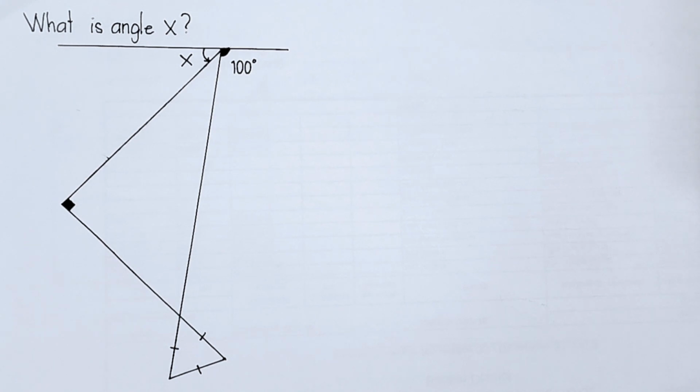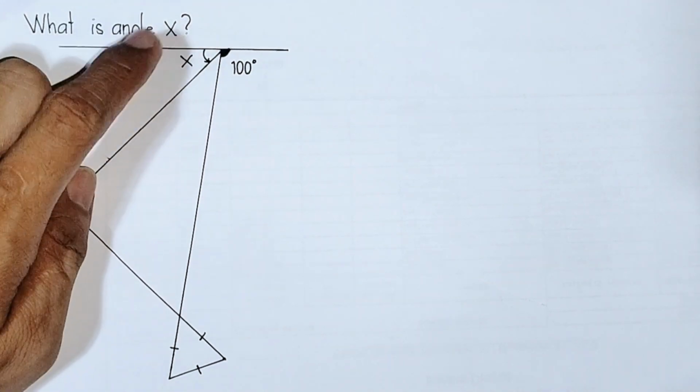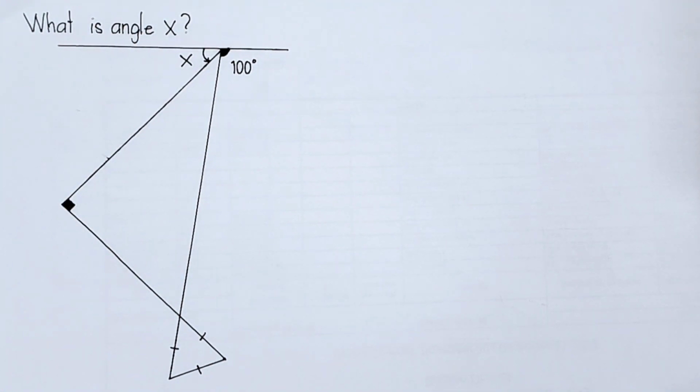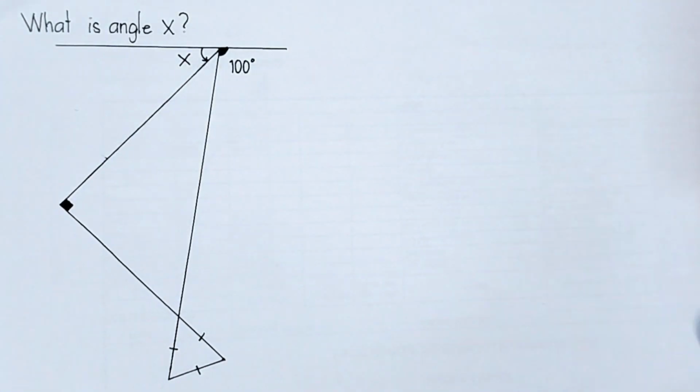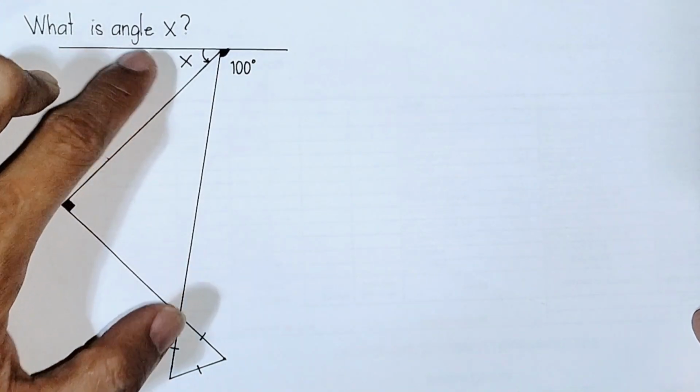In this video, we have another geometric problem to solve. We have to find angle x here. But the problem is we only have one given angle and that measures 100 degrees. How are we going to solve for the value of x or angle x?